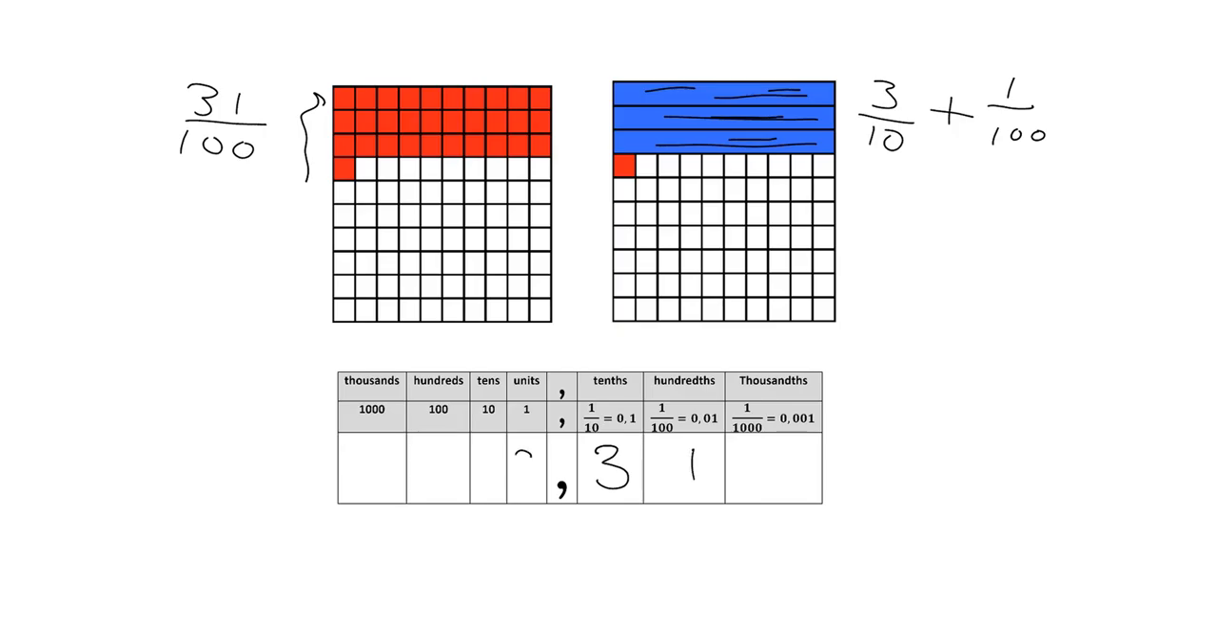How many units do we have? We have 0 units. How many thousandths do we have? We've got 0 thousandths. But we don't actually need to put that 0 in there, right? Because if we just write 0,31, we understand that everywhere after that there are zeros. We don't need to put the 0 in to keep us correctly in our place value.